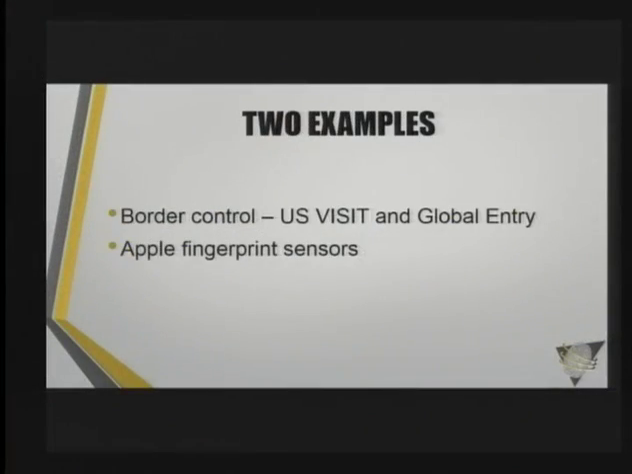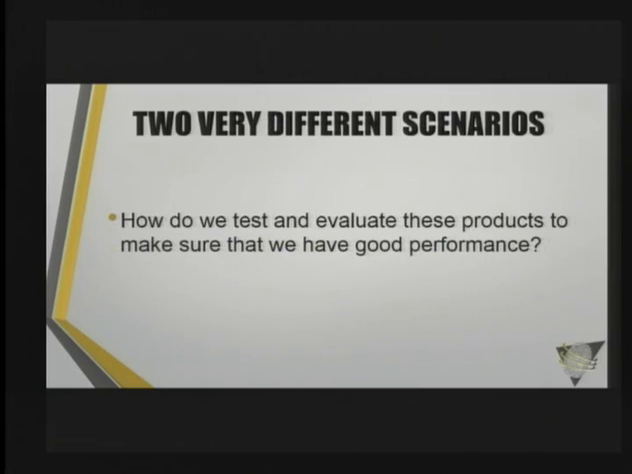I've spoken a little bit about US Visit Global Entry and Apple's fingerprint sensors, for example. But these are just two very different examples of how biometrics are deployed. So the challenge is, how do you evaluate these? Because obviously an evaluation for a border control gate will not be the same as an evaluation for the iPhone's touch sensor.